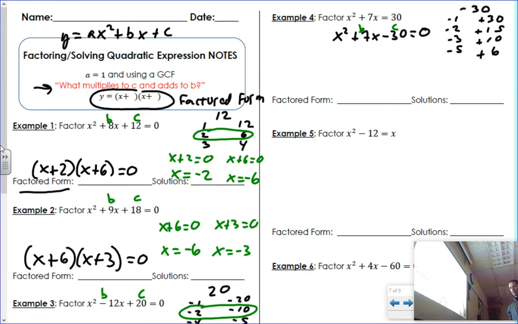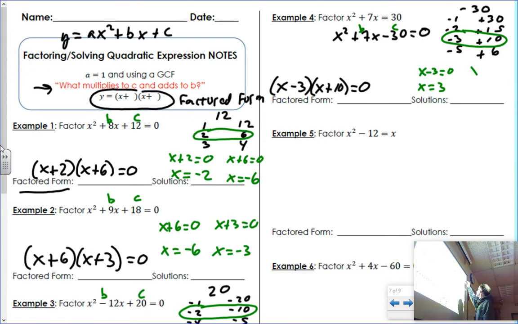So again, take a look at your pairs, which one could be combined just by adding to get positive 7. And in this case, it's that third pair, that negative 3 and positive 10. So my factored form would be just like that. And then for the solution, we still do the exact same thing. And remember, what does that mean? That's telling you where the parabola is crossing the x-axis.